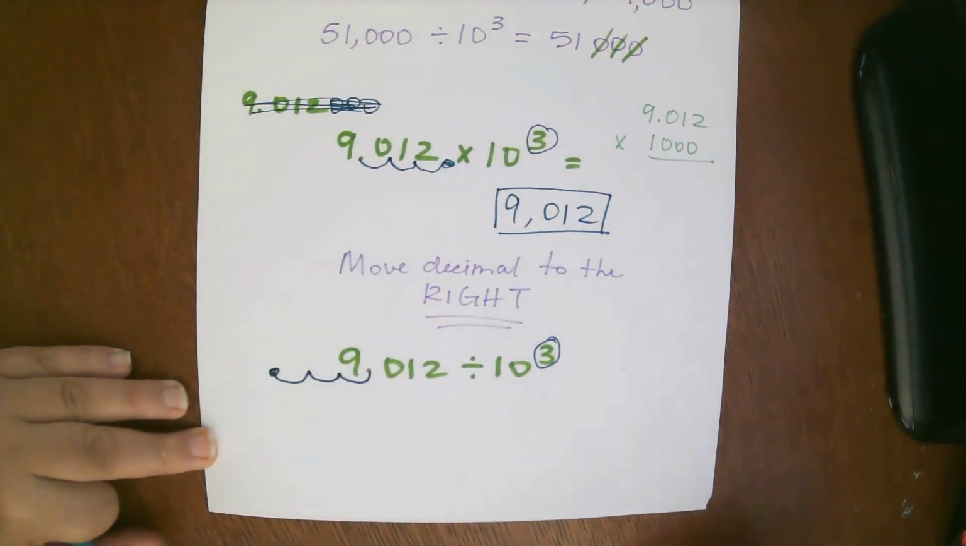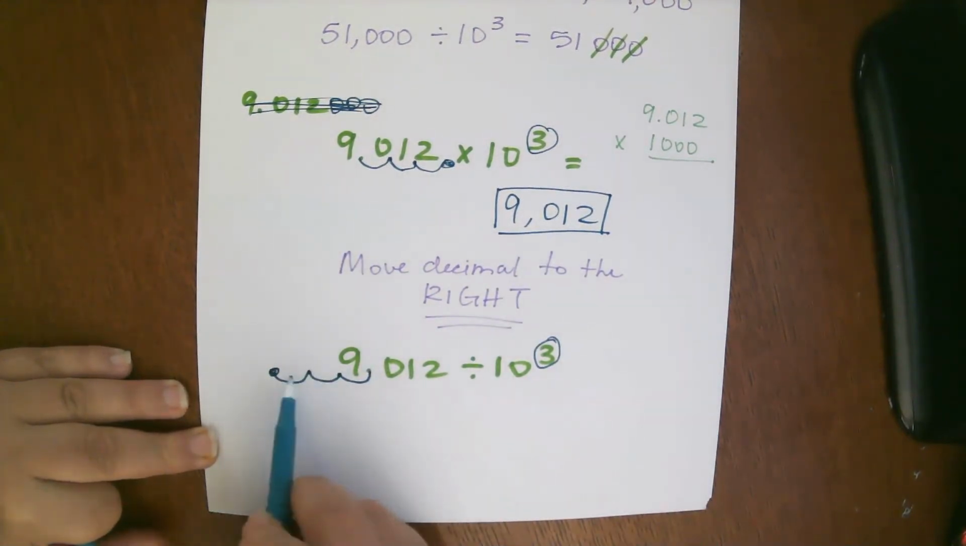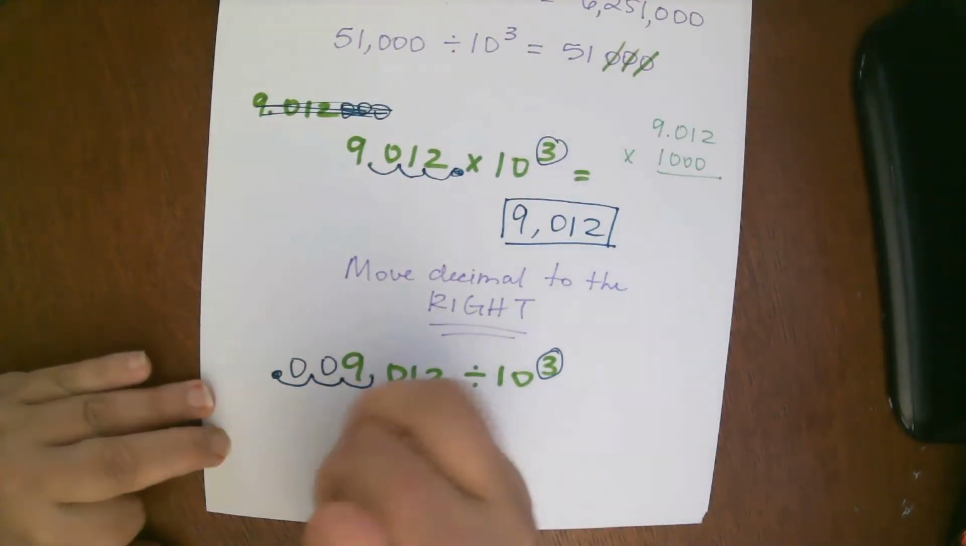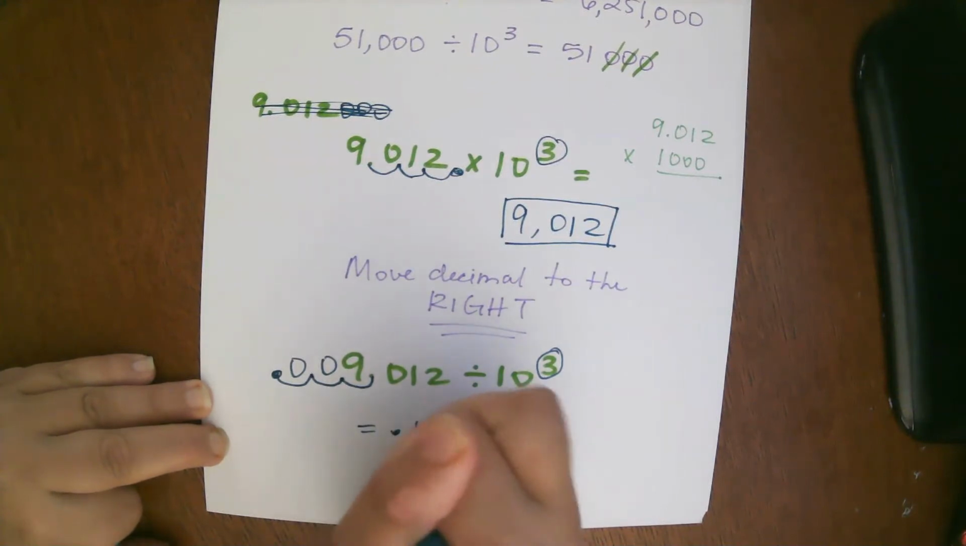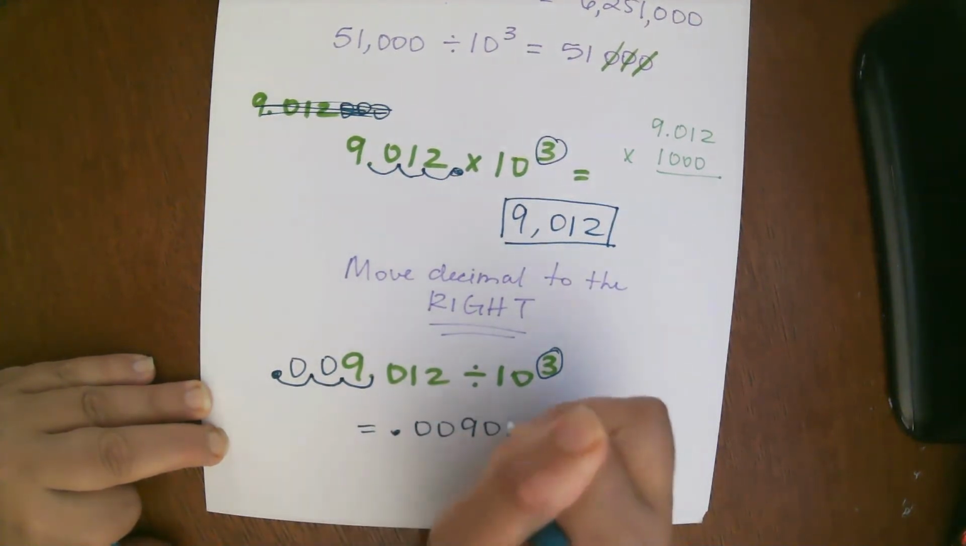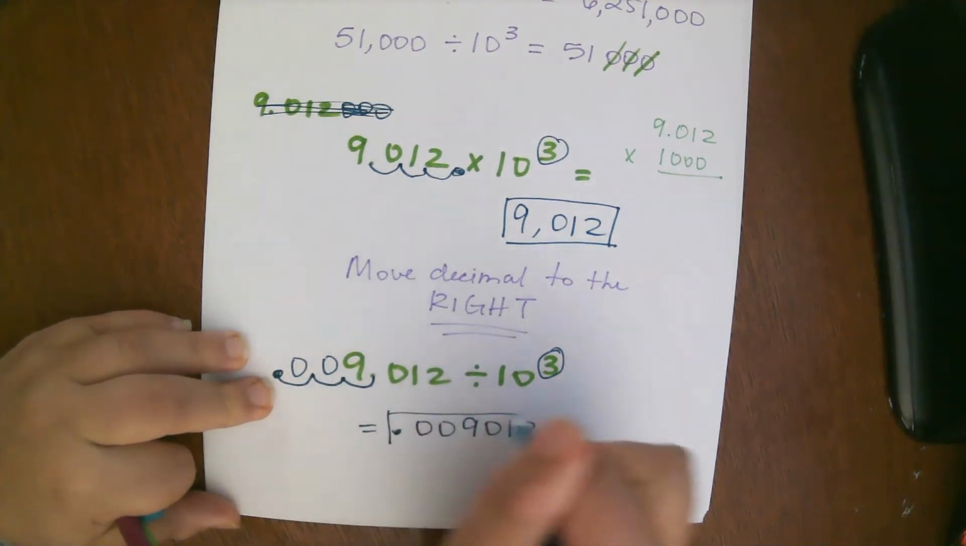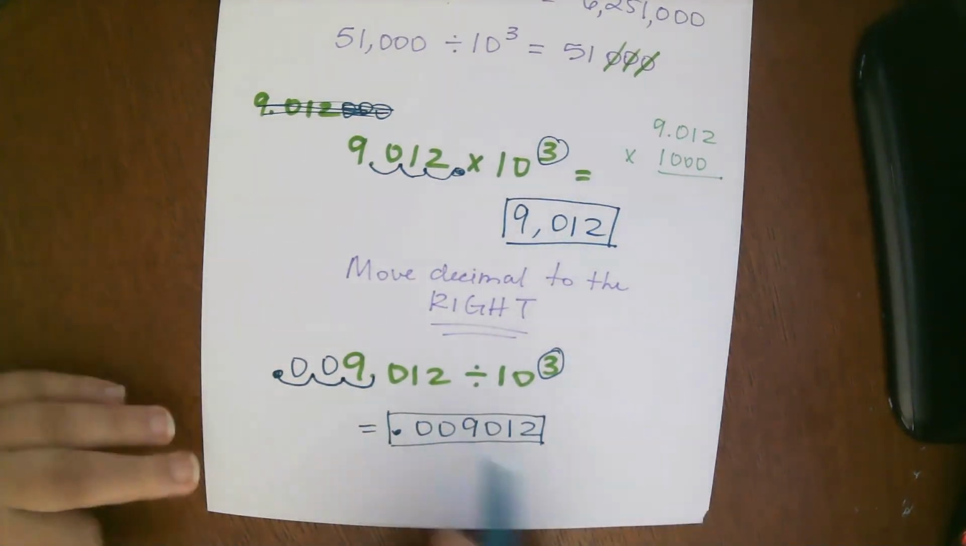There's its new home. Now what do I do with these little blank spots here? I'm going to put some zeros. Okay? So our new answer is 0.009012. Is this smaller than our original number? Absolutely. It's way smaller than our original number. We achieved our goal because we divided.